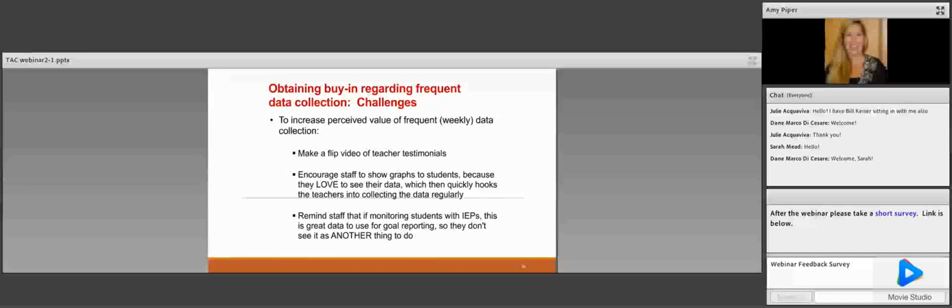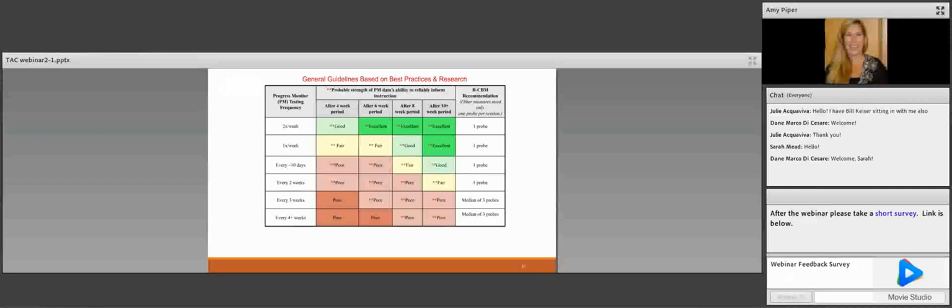And remember, if you're monitoring students with IEPs, this is just great data to use for goal reporting. You really are looking to see, are the students working towards their goals? Are they going to achieve that IEP goal? Was it a realistic goal? And then when you're writing the next goal, you know whether to make it as ambitious, more ambitious, or maybe slightly less ambitious. It really helps you to have that data to drive that decision.